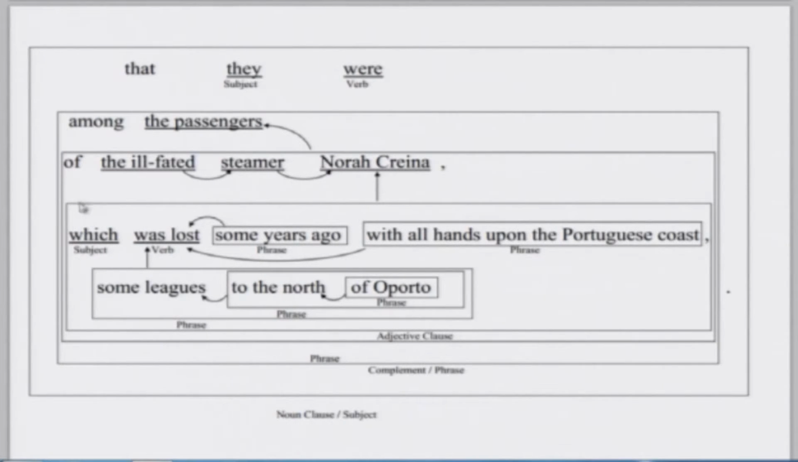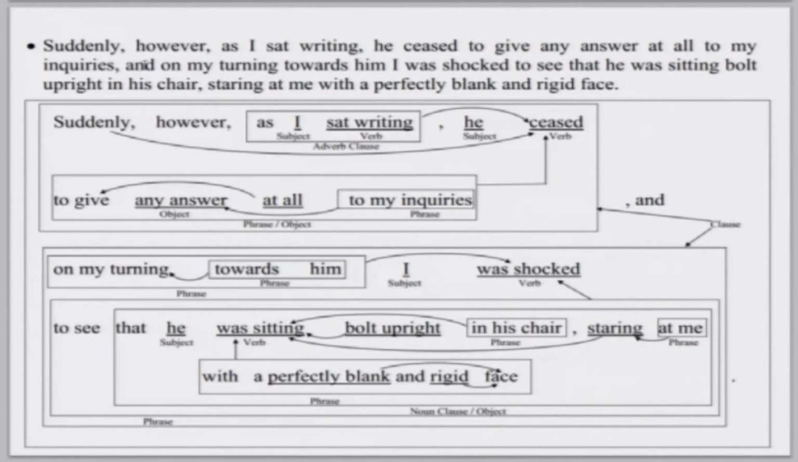This is the skeleton part of this adjective clause: which was lost. Now, lost when? Some years ago. In what manner or how? With all hands. Actually this could be broken into two parts: with all hands, and then the other one, where? Upon the Portuguese coast. And to elaborate, upon the Portuguese coast, some leagues to the north of Oporto. Inside this, another phrase; these things come. Okay. Till this point and the rest. So these are the two main parts of the sentence.